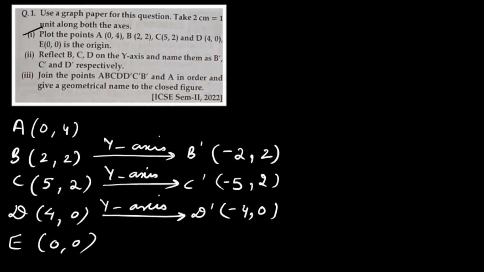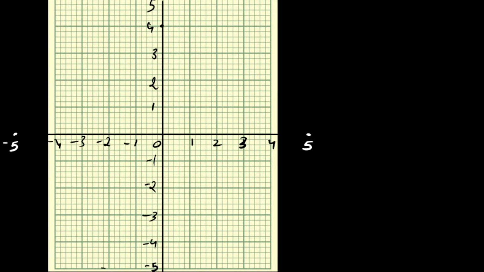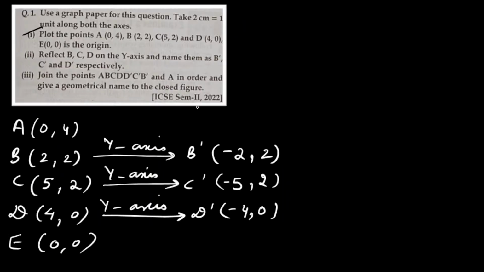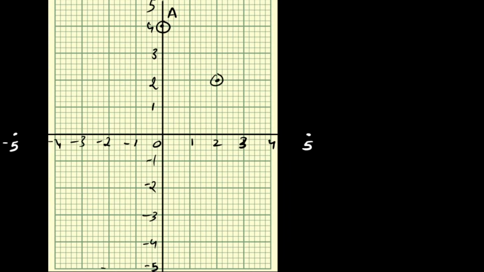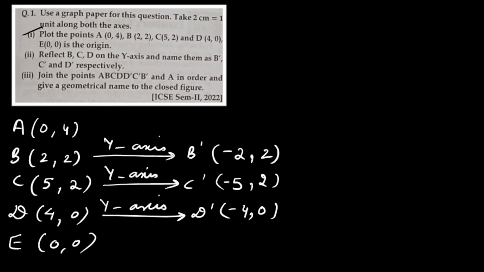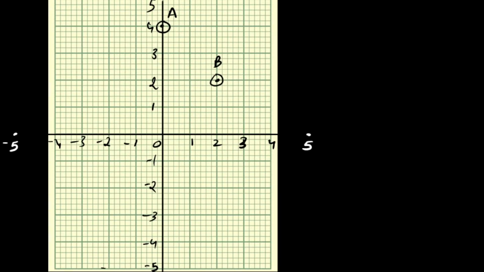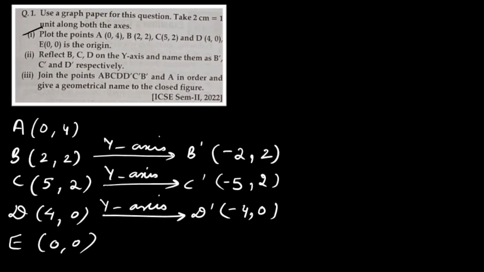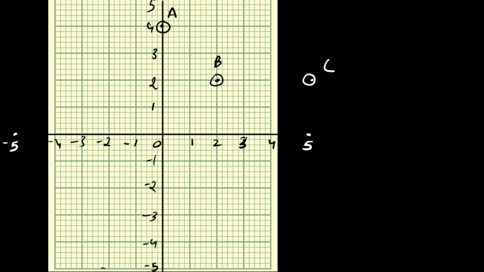1, 2, 3, 4, 5. -1, -2, -3, -4, -5. So I'll quickly re-mark the points. (0, 4) is point A. Then point B is (2, 2), here is point B. C is (5, 2), (5, 2) is here, point C. And then D is (4, 0), here, point D. Then point E is on the origin, so this is point E.